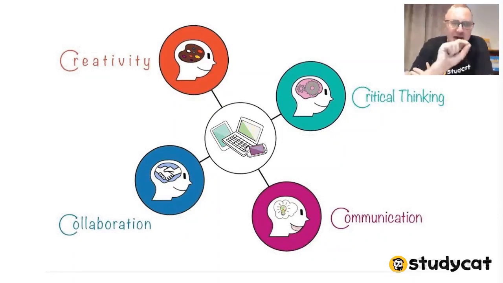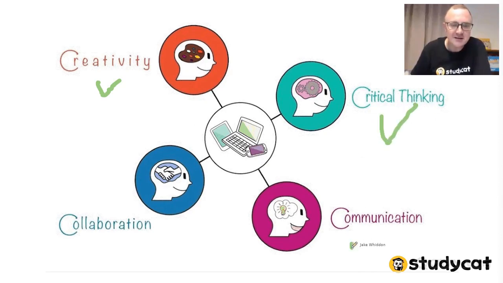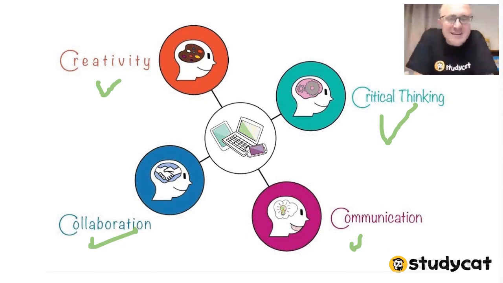So these are what have been considered the four C's. Let me just get my marker. So we have creativity, critical thinking, communication, and collaboration. I'm not sure, right? Why did they choose these four? Why do they all have to start with a C?